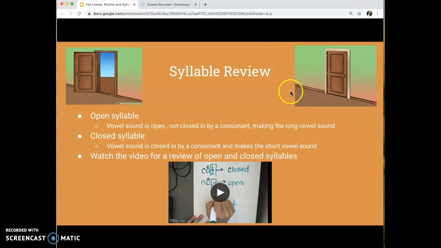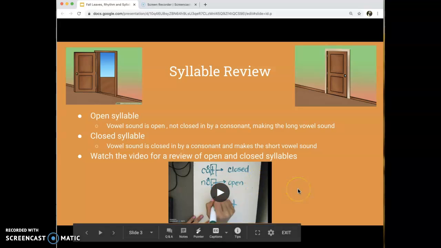A closed syllable, we think of a closed door. That would be a word like cat. So I hear a in cat, and the reason the letter A says a is because the T is the consonant that is closing in that A. The door is closed. It cannot get out for a long walk. Again, if you want to go over more examples and to have a more thorough review, please click the video below.